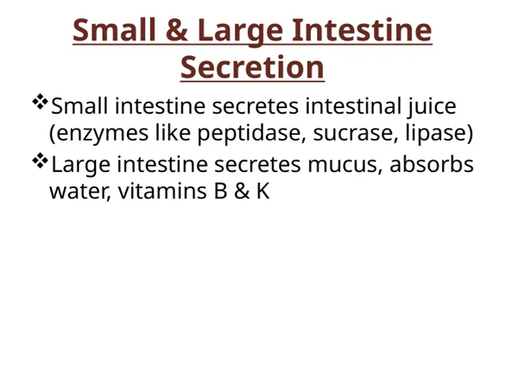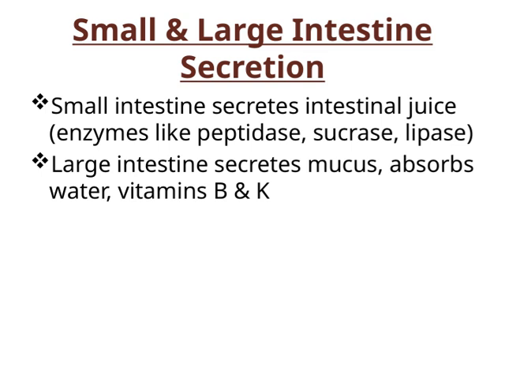Now, let's talk about the secretions from our intestines. The small intestine plays a crucial role here by secreting intestinal juice that contains a variety of enzymes. These enzymes, like peptidase, sucrase, and lipase, are essential for breaking down proteins, sugars, and fats, respectively. They make the nutrients small enough to be absorbed effectively.